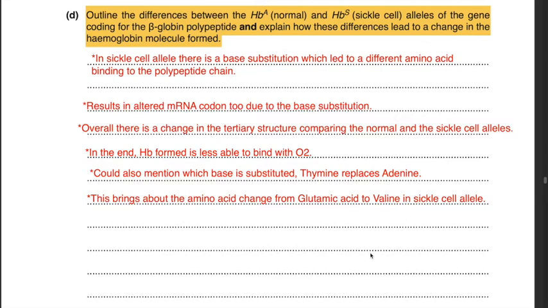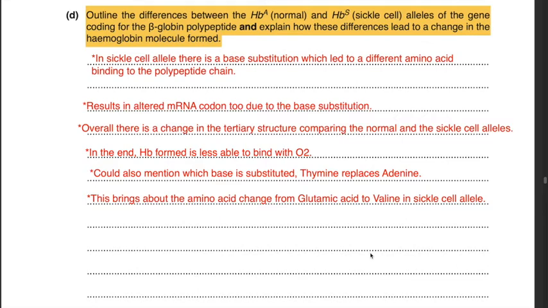Base substitution results in the mRNA codon being altered. Overall, there will be a change in the tertiary structure comparing the normal and the sickle cell alleles. In the end, the hemoglobin formed is less able to bind with oxygen. You could also mention which base is substituted. Thymine replaces adenine. This brings about the amino acid change from glutamic acid to valine in the sickle cell allele.